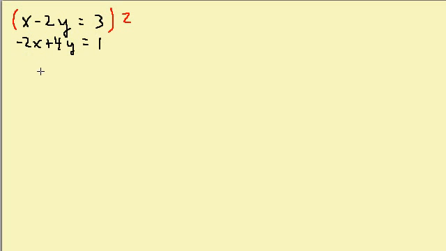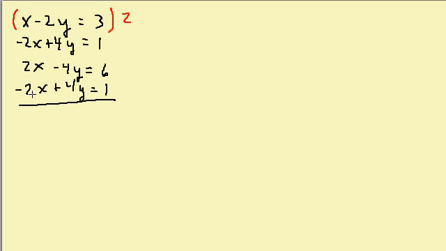So let's rewrite them. I get 2 times this first equation, which is 2x minus 4y equals 6, and then I'm going to write down the second equation and I'm going to add. So I get 2x plus negative 2x is 0, and minus 4y plus 4y is 0. So this is 0 equals, and then 6 plus 1 is 7. So both variables went out, and I'm left with 0 equals 7.